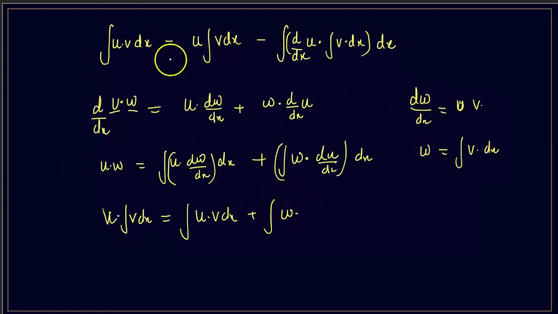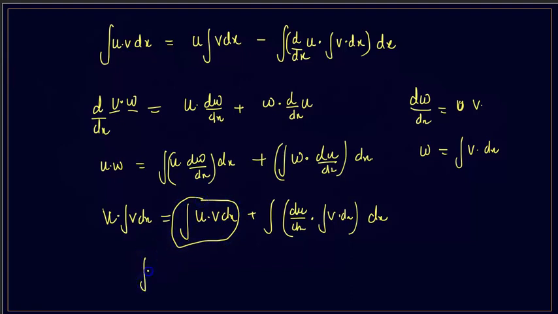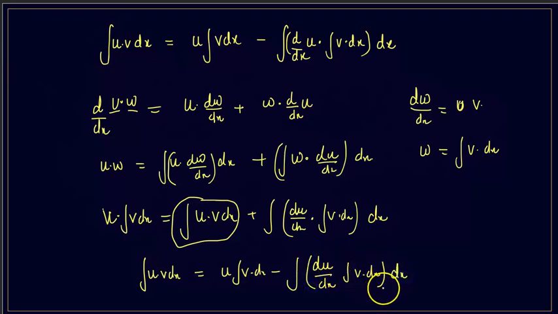In du by dx, instead of w, you will write the value as the integration of v dx. So here you will write du by dx into the integration of v dx, and then you will do the integration of the whole. So we want to find this value. You will take this one on one side and write the integration of u into v dx is equal to u into the integration of v dx minus the integration of du by dx into the integration of v dx, and then you will use the concept of dx. So this is the integration that you will find.